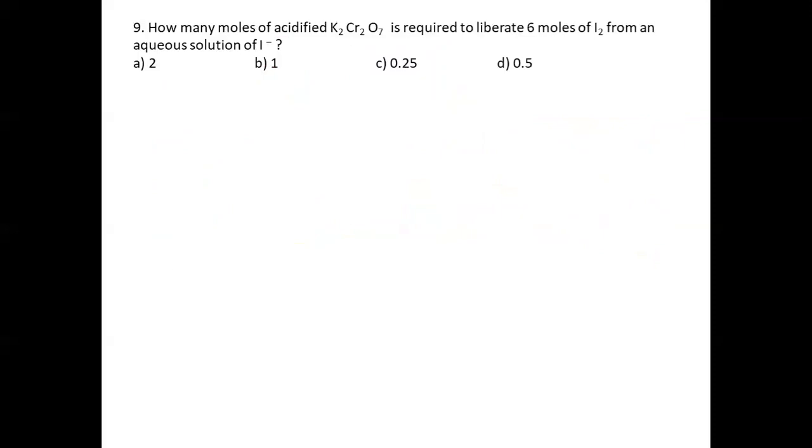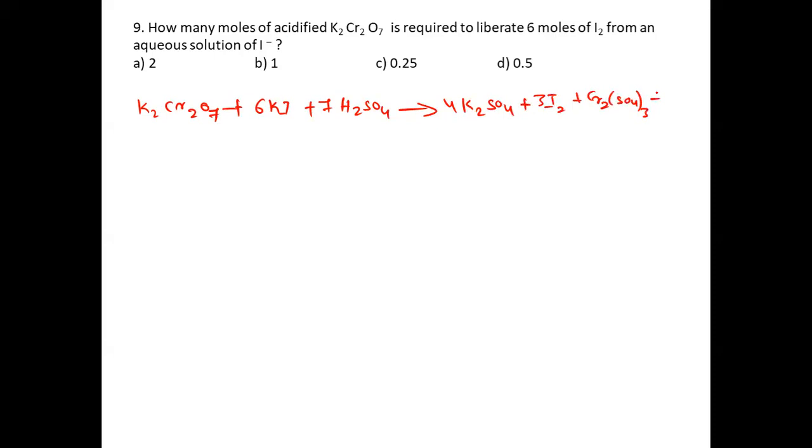Question number 9. How many moles of acidified K2Cr2O7 are required to liberate 6 moles of I2 from an aqueous solution of I minus? So let me consider the reaction first. K2Cr2O7 plus 6 KI plus 7 molecules of H2SO4 gives rise to 4 K2SO4 plus 3 I2 plus Cr2(SO4)3 plus 7 molecules of water.